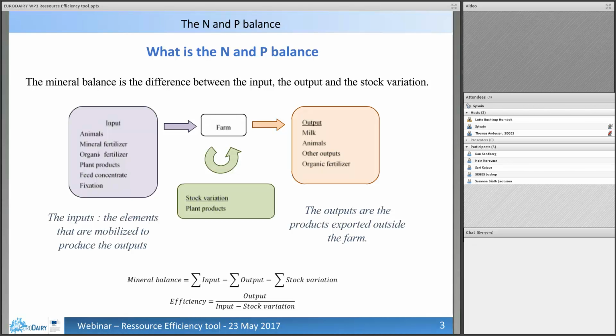And the mineral balance, nitrogen or phosphorus, is just the difference between the input and the outputs by taking account of the stock variation. There's also another indicator which can be used on the farm. This is the nitrogen use efficiency, which is the ratio of the output on the input, taking account of the stock variation.